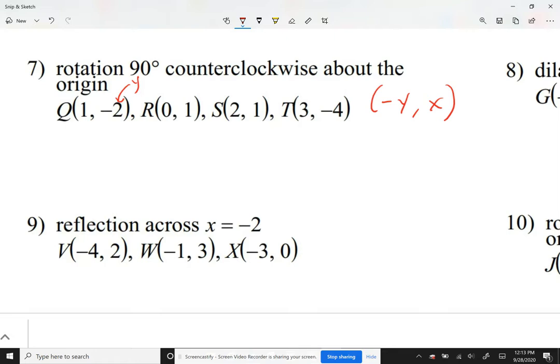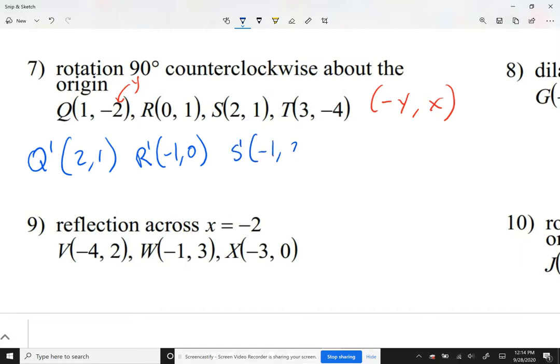So if I wanted to know the coordinates of Q prime, my answer would be 2, 1. So I flip, and I switch the sign on the y value. If I'm looking at R prime, my value will be negative 1, 0. For S prime, it will be negative 1, 2. And for T prime, it will be 4, 3. Remember, the x and the y switch sides, and the y value switches signs. Once again, on the homework, I'll be specific on one point only.